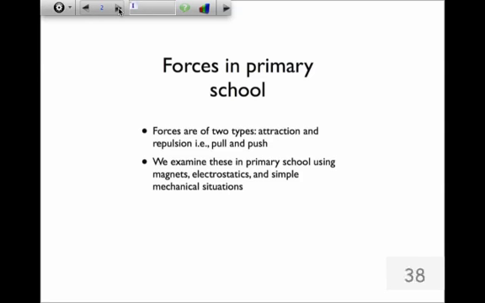So, primary school, because that's what we're really about here. Forces are two types, attraction and repulsion. In other words, pull and push, okay?